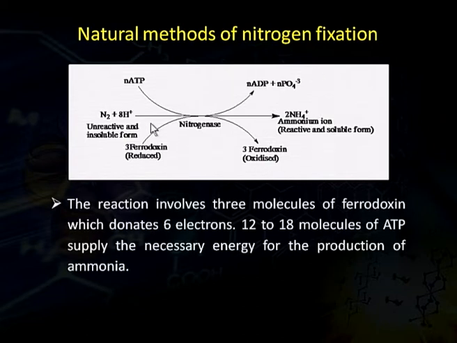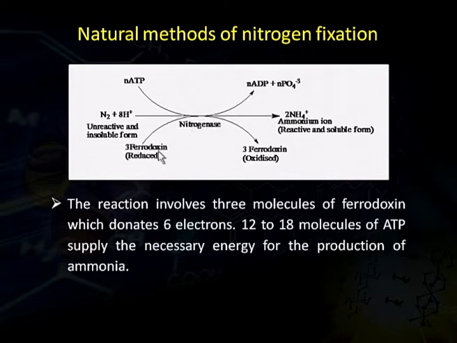Here we can see in this figure the nitrogen, which is the unreactive and insoluble form, gets converted to the ammonium ion, which is reactive and the soluble form, and which is used by the plant. This is done in the presence of the enzyme nitrogenase.